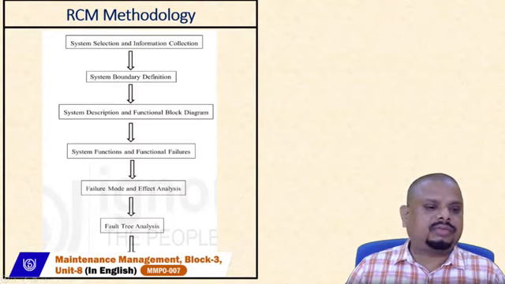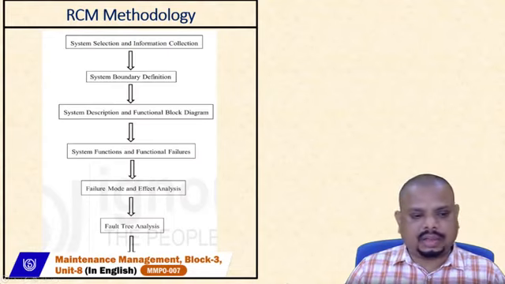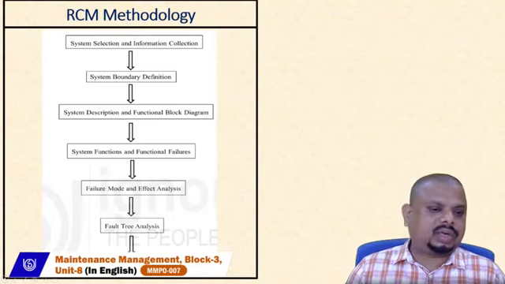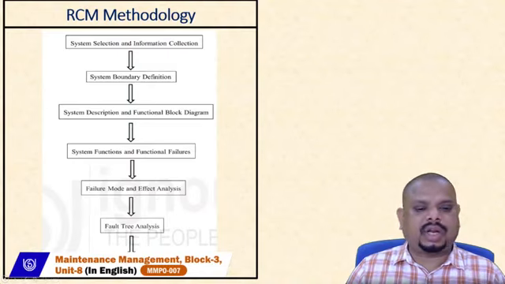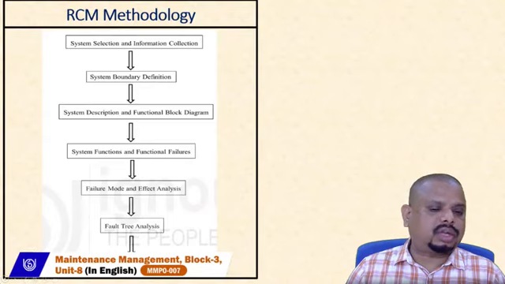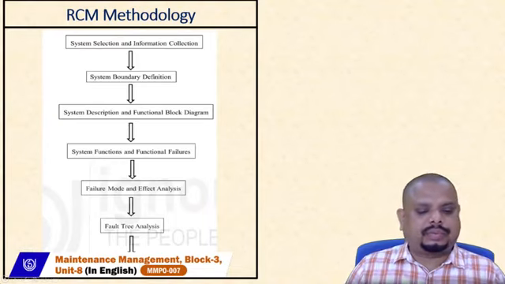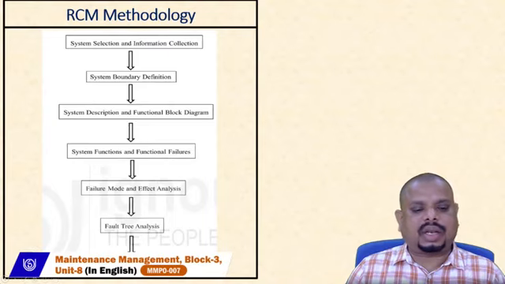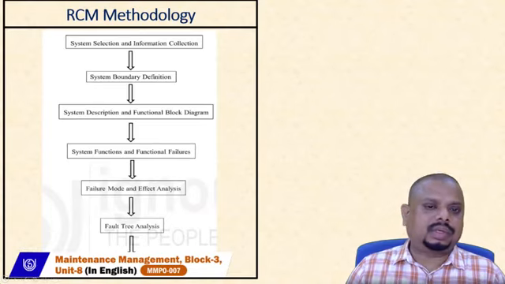Then you go for the system function and functional failure areas. In this step, you have to identify the failure mode and effect analysis. In most cases, many companies go for root cause failure analysis with the help of Pareto analysis, which is also known as fishbone analysis. And after fishbone analysis, you have to do the fault tree analysis. After taking the fault tree analysis data, task selection should be done for your reliability centered methodology.